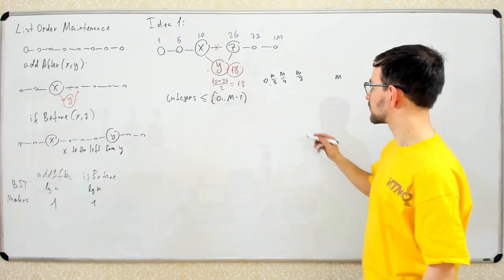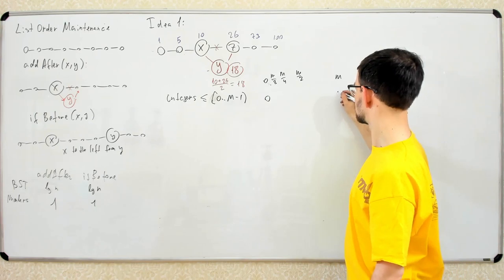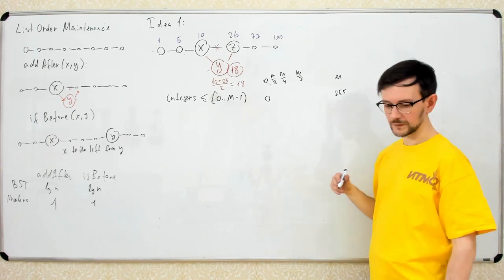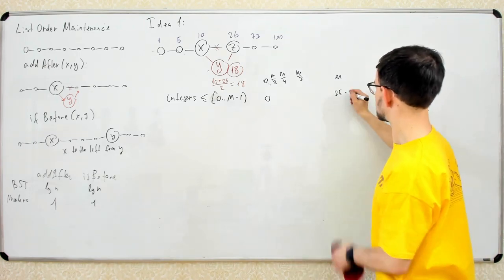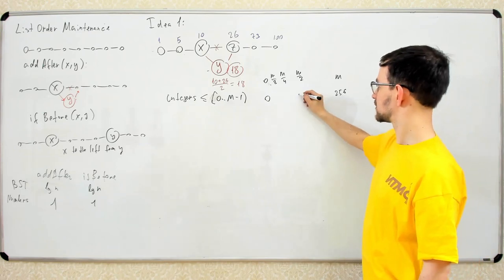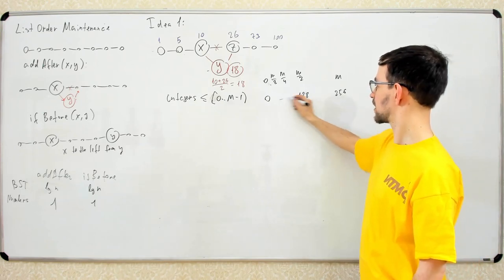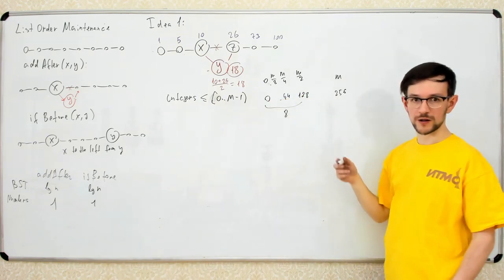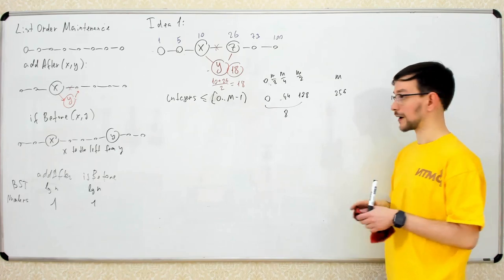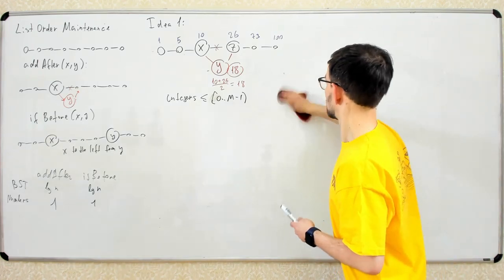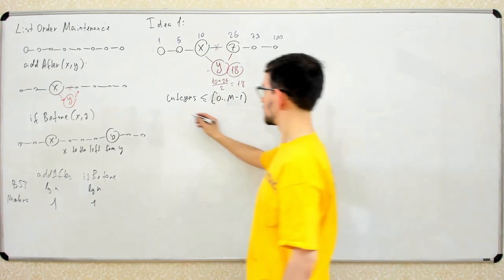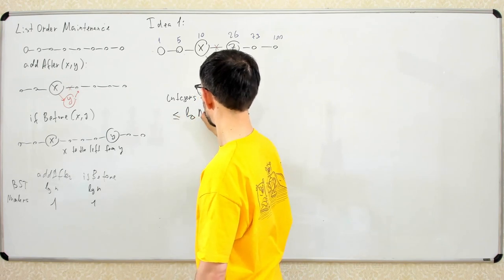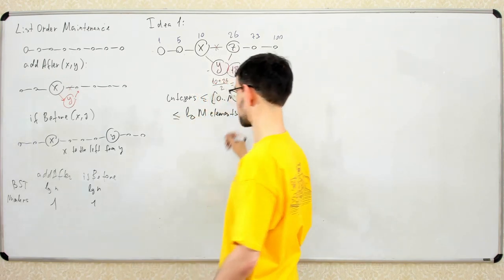Let's see, if I have 0 here, and here let's say 256. First I will add the middle element, 128. Then I have the middle element 64, and so on. So I will add about 8 elements until I run out of integers. So it's not m, it's log m. So I can add no more than log m elements.